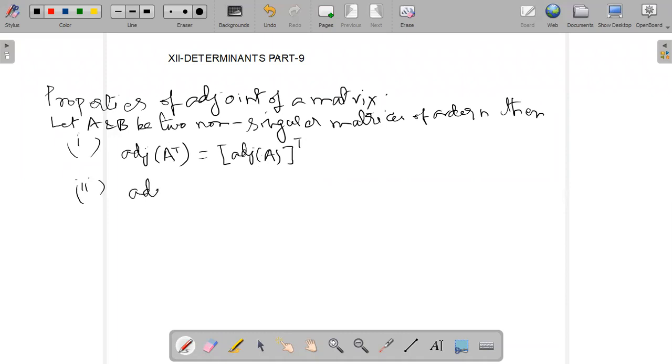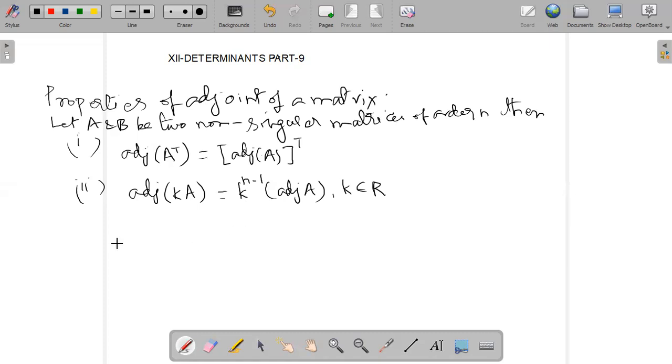Similarly, if you are to find the adjoint and there is some constant with the matrix, then K will come out and it will take the power n minus 1. N is the order and adjoint K is most important. There are one mark questions always coming on this property of the adjoint. K belongs to real number.